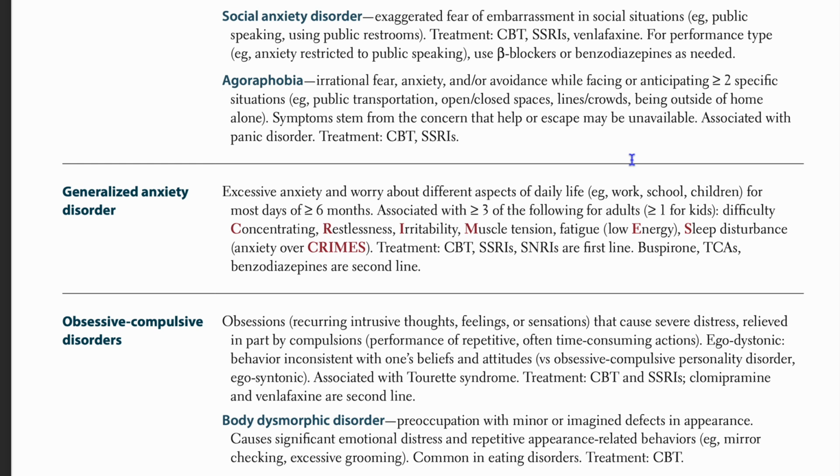It's associated with three or more of the following for adults and one or more for the kids. So it could be difficulty in concentrating, restlessness, irritability, muscle tension, fatigue, so low energy, sleep disturbances, anxiety over crimes. Okay. Don't need to remember that. It makes sense by itself. So someone who has anxiety, they will have difficulty in concentrating. They'll be restless and irritable, right? Their muscles will be tensed up. And soon enough they'll be tired from all the muscle tension, and they can't sleep, right? Because they have anxiety. So how can you sleep when you have anxiety?